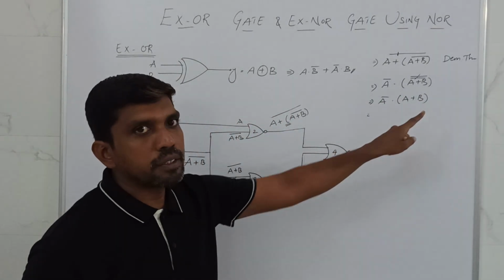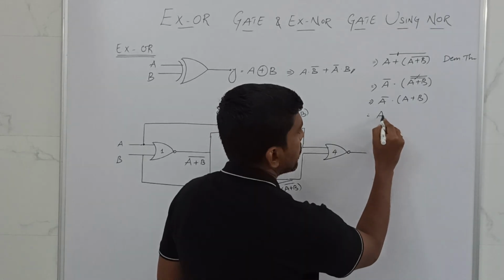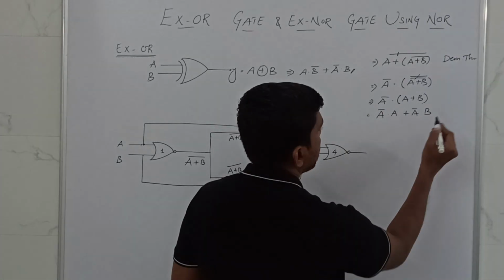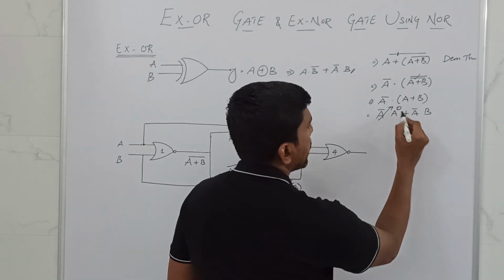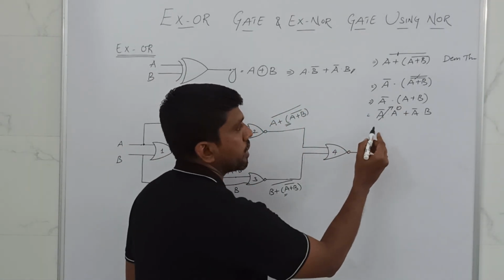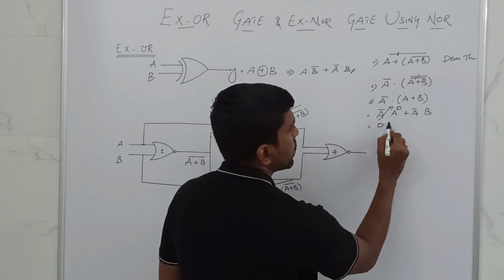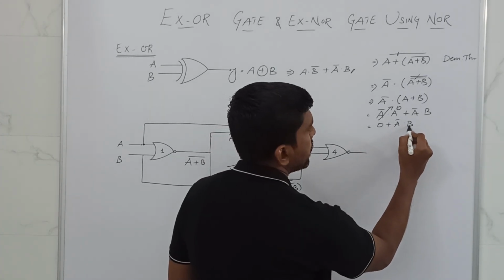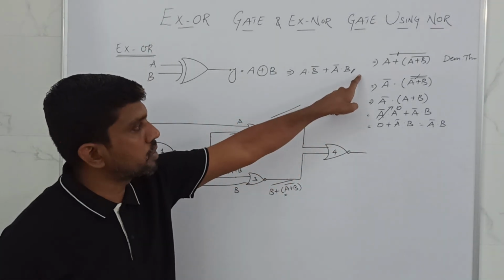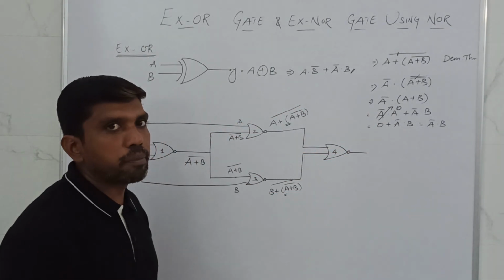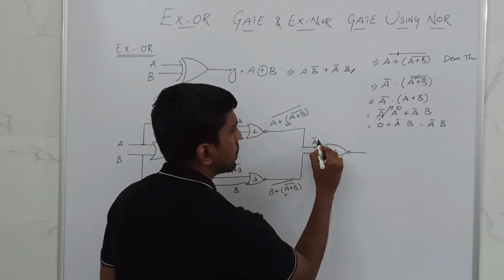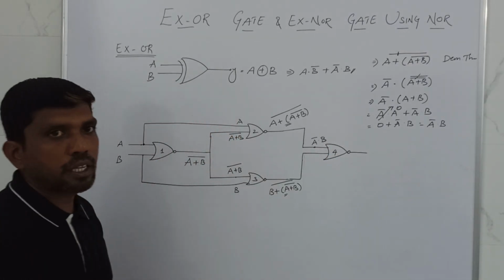Just multiply this term: A bar dot A plus A bar dot B. So A bar dot A is 0. We already studied the Boolean rules: A bar dot A equals 0. So 0 plus A bar dot B equals A bar dot B. So after simplification of this expression, you will get the result A bar dot B. So A bar dot B is the input of the first terminal.